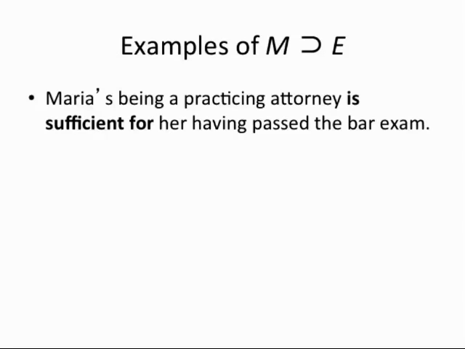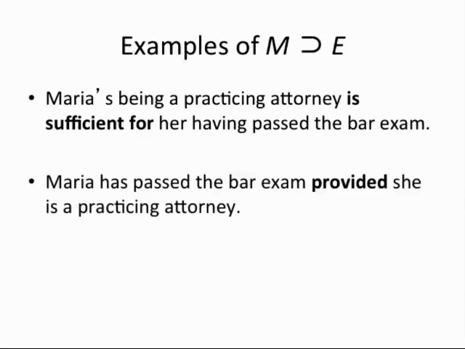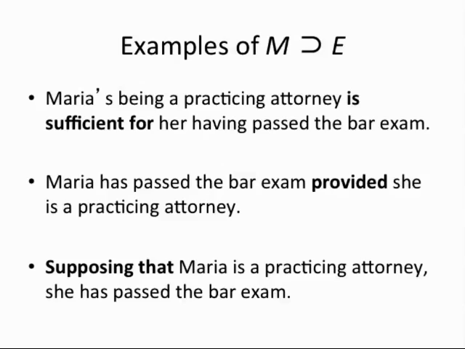Maria's being a practicing attorney is sufficient for her having passed the bar exam. Maria has passed the bar exam provided she is a practicing attorney. Supposing that Maria is a practicing attorney, she has passed the bar exam. All of these are conditional statements, so they all contain antecedents and consequents, but which is which? Let's let the blue line underscore the antecedent and the red line underscore the consequent.